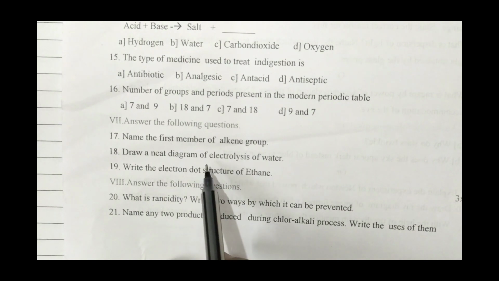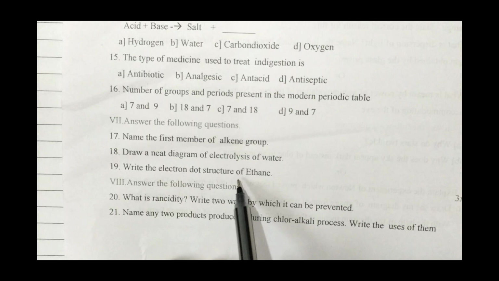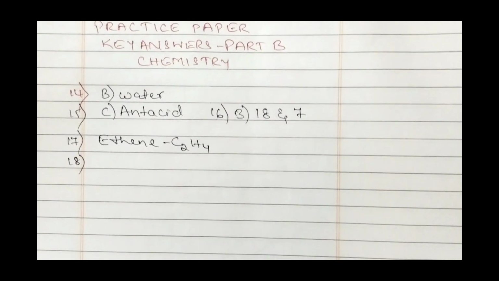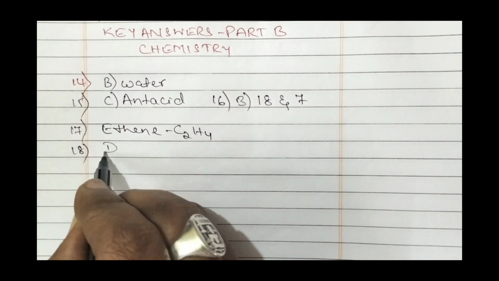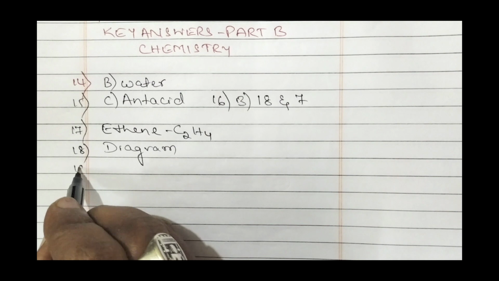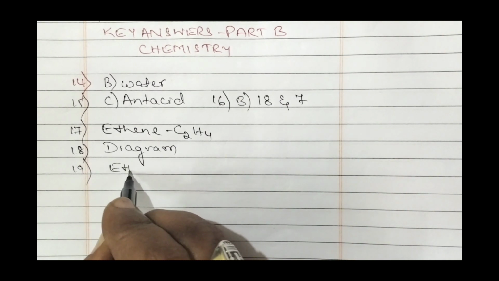Next, 18th question. Draw a diagram of electrolysis of water. Then write the electron dot structure of ethane. So the 18th question is a diagram, that is electrolysis of water. In the 19th question, we have to write the electron dot structure of ethane.